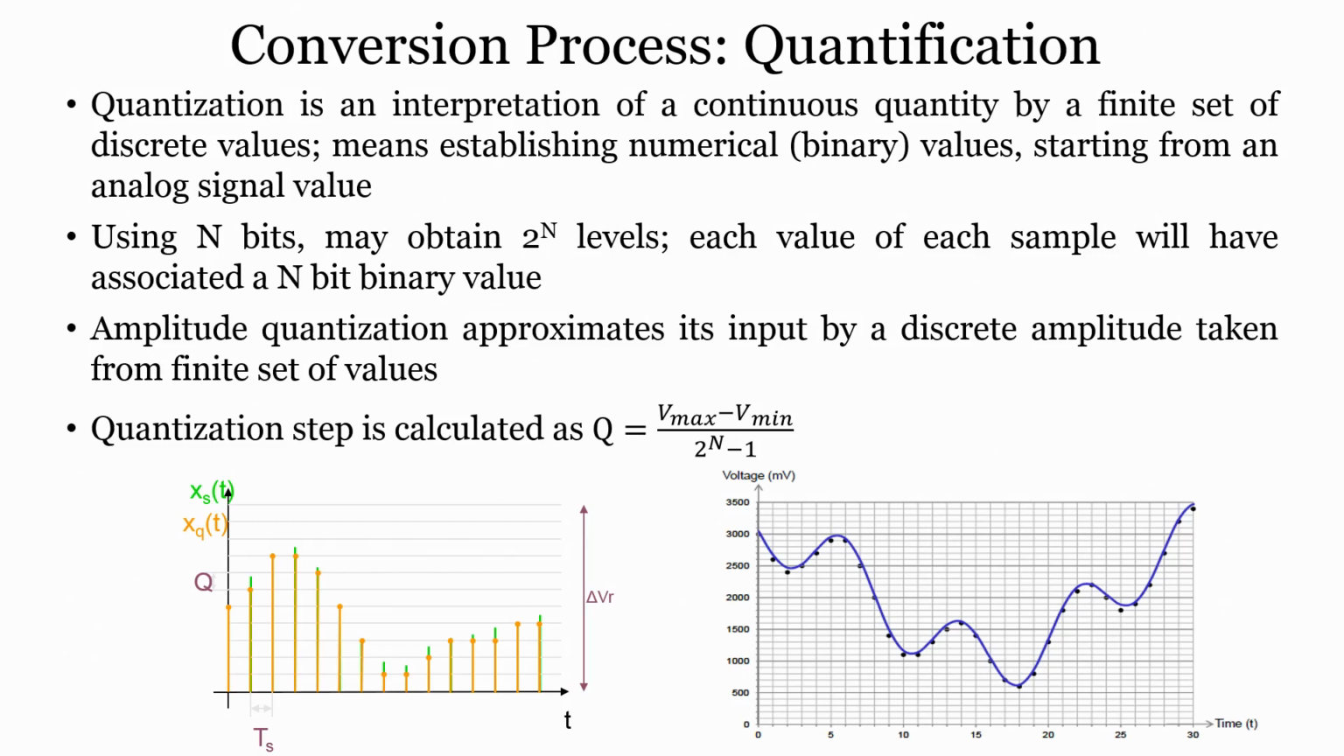Now, once you do the sampling, let us see the quantification. Quantization is an interpretation of a continuous quantity by a finite set of discrete values, meaning establishing numerical or binary values starting from an analog signal value, right. So, using n bits we may obtain 2 raised to n levels, right. Each sample value will have an associated n bit binary value, right. So, for n bits we have 2 raised to n levels. So, amplitude quantization approximates its input by discrete amplitudes taken from a finite set of values.